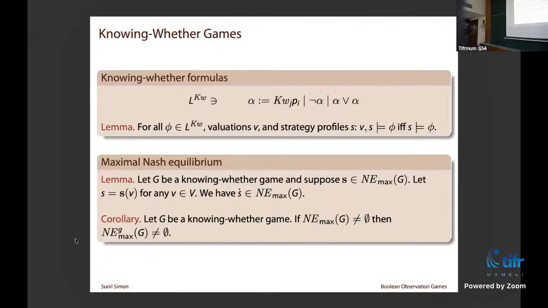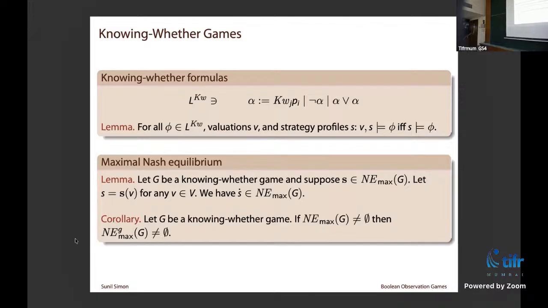And the consequence is that if the set of max Nash equilibriums in the game is not empty, then there's always one which is reasonably simple, which is of this form where it's globally uniform. So you don't really have to distinguish between the dimensions. Okay, so that is one thing.